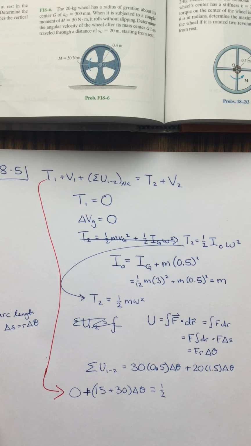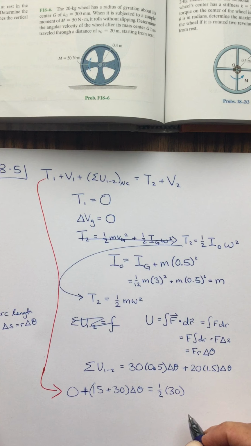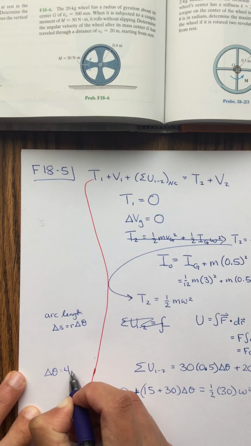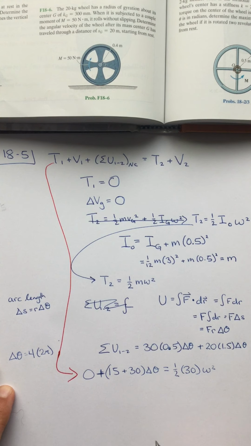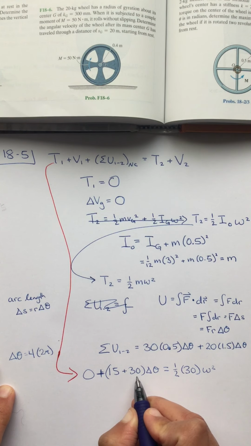Was I told what the mass was? Yes, the mass is 30 times omega squared. Oh, I even know what delta theta is because they told me 4 revolutions. So for 4 revolutions, delta theta is equal to 4 times 2 pi. So you can go ahead and plug everything in. We have 15 plus 30.